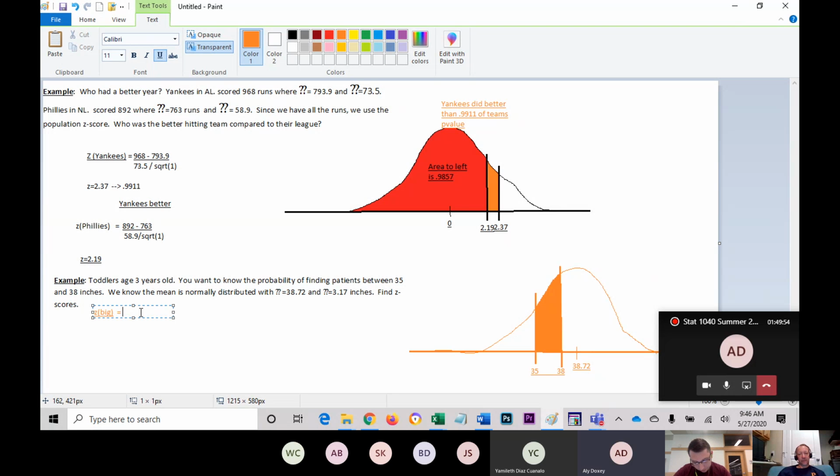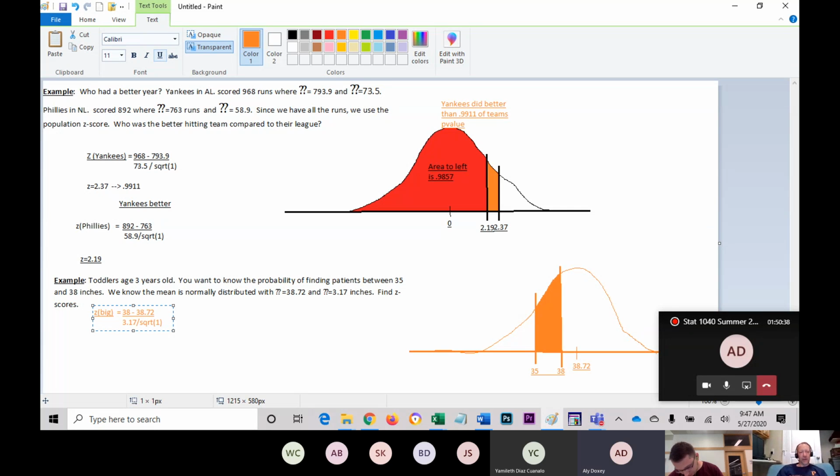All right, so for the Z-score, you start with the 38 inches because that's the number. And you subtract the mean. Which one is the mean? Yeah, so the mean is 38.72. So you subtract it from that, and then you divide by the standard deviation, and is that the 3.17? Okay. And divided by the square root of 1, because it's this chapter and we're lucky.